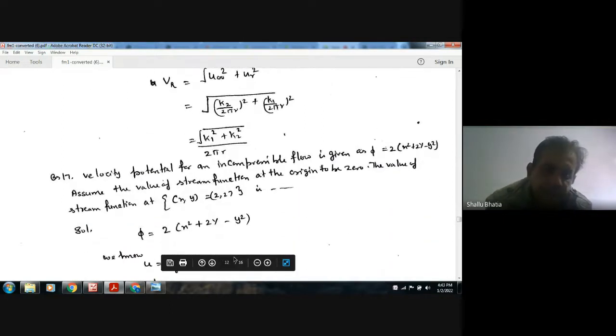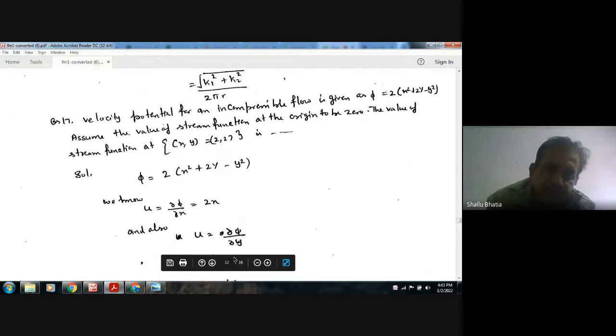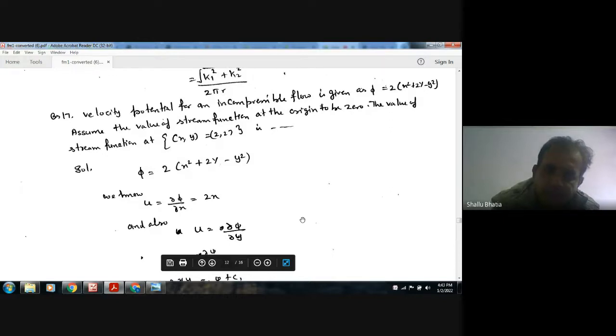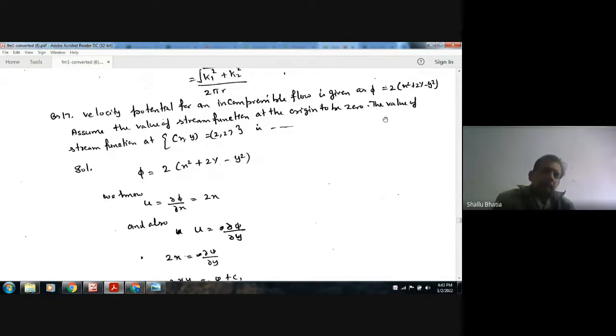Okay, next. The velocity potential for an incompressible flow is given as phi is equal to 2x square plus 2y minus y square. Assume the value of stream function at the origin to be 0. The value of stream function at x, y equal to 2 is. So phi is 2x square, this is your velocity potential. So in terms of velocity potential, u is del phi by del x. So u is your 2x.